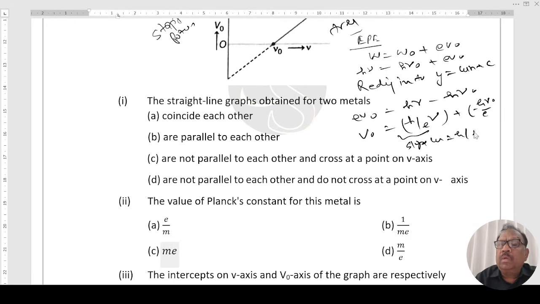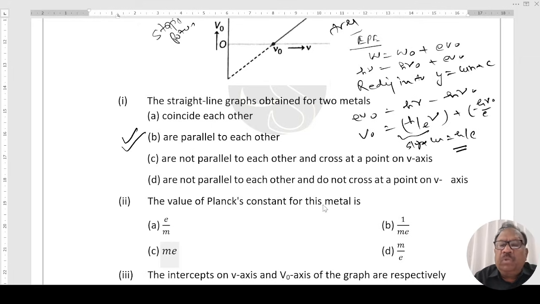So the slope is h by e. Slope is h by e. This is constant for everyone. h by e, h is Planck's constant and e is electron charge, both are constants. If the slope is constant, the two lines will be parallel to each other. B is the correct answer.